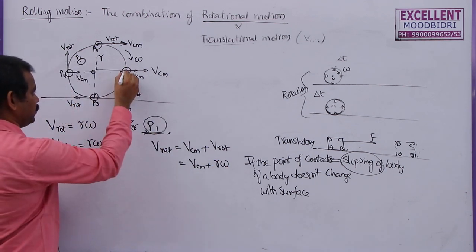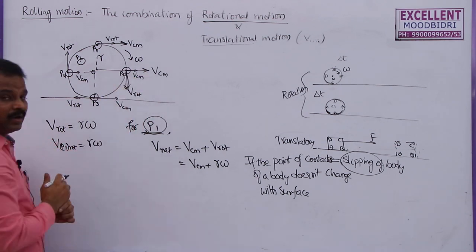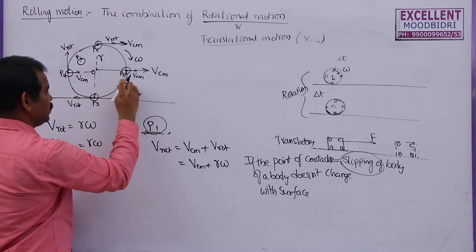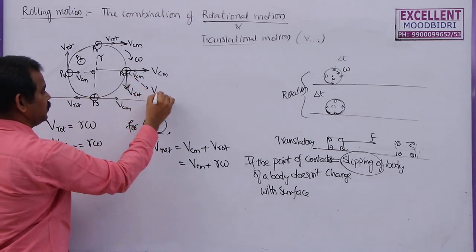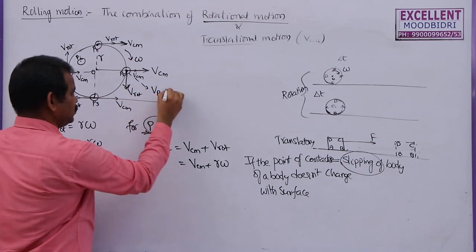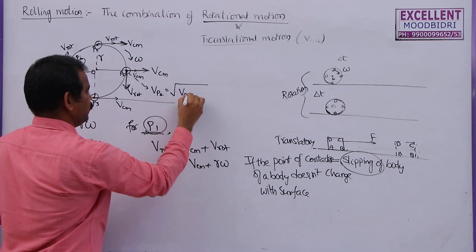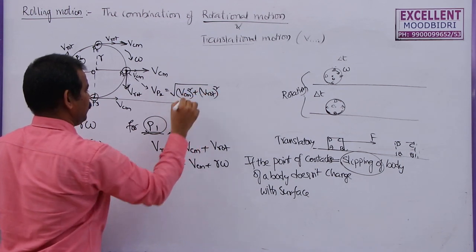Now let me take particle P2 here. Here V_CM and V rotation are perpendicular to each other. So the resultant velocity, if you consider these two as vectors, will become the velocity of the particle P2. So this is given by root over V_CM square plus V rotation square.